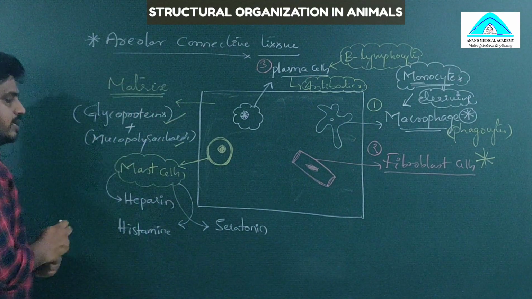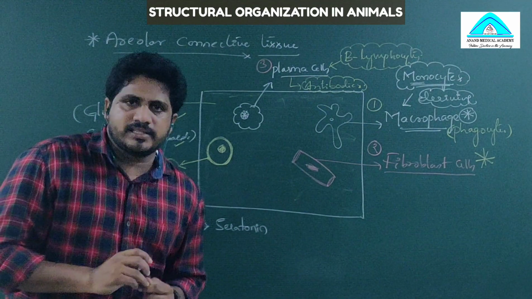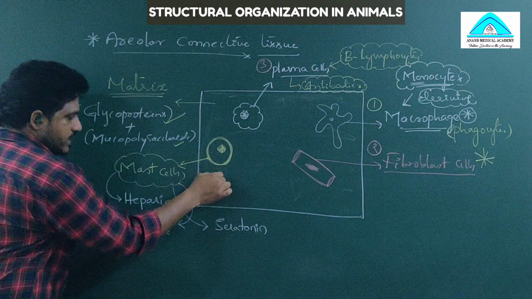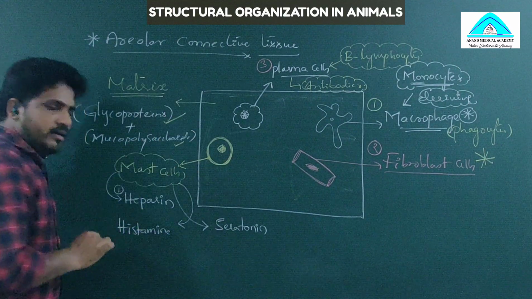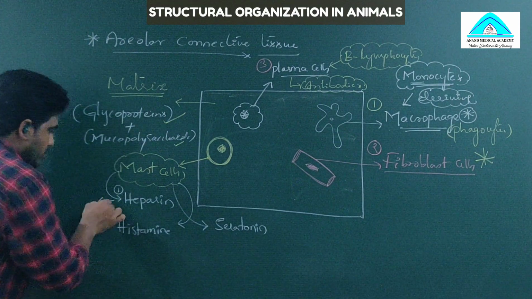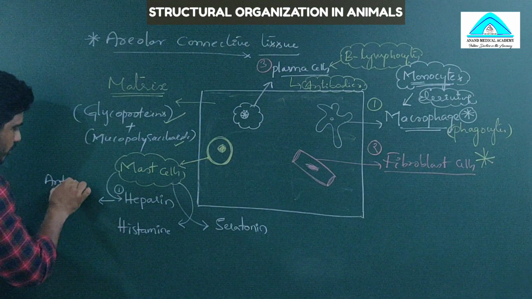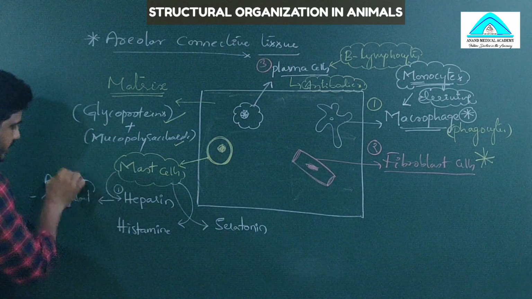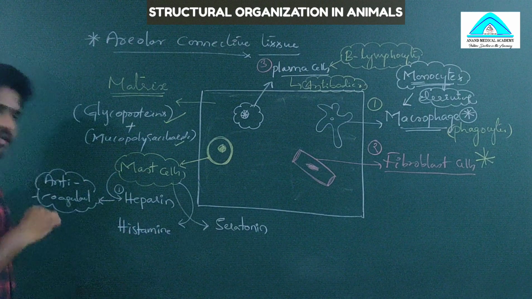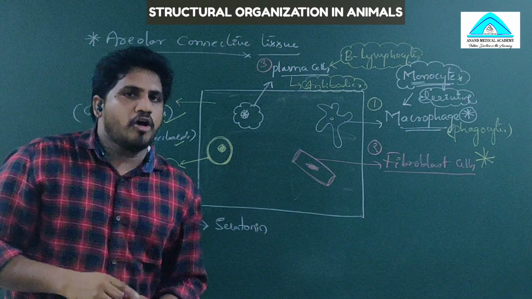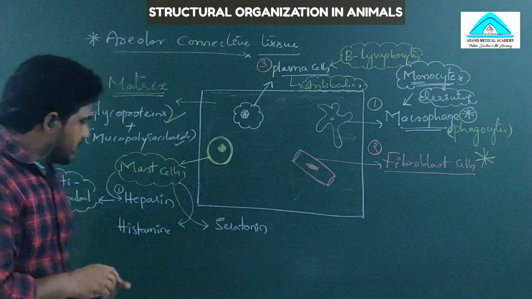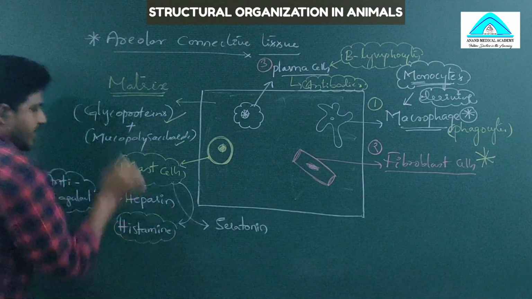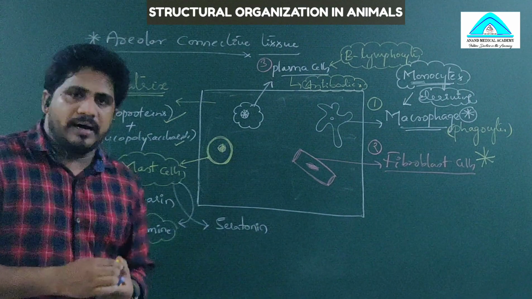What are the chemicals that are secreted by mast cells? Mast cells are a type of areolar connective tissue cells. They secrete heparin, a chemical which is responsible for anticoagulation. Inside our blood vessel, blood is flowing but not clotting. Reason? Presence of heparin. Histamine is another chemical secreted by mast cells.